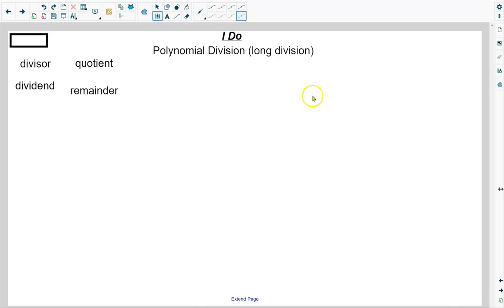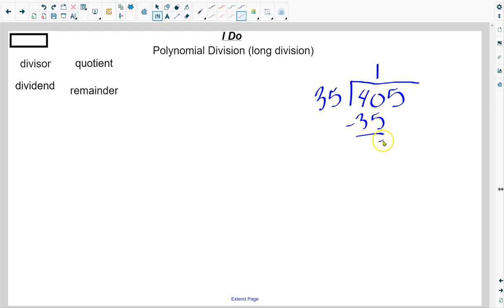So you guys know division, for example, right? 35, let's say, into 405, okay? Now, that's 45, right? You guys know that. So when I said 405, I need to put a 0 in there, right? So you'll see that right now with polynomials, we have to do that, okay? Fill in the spots. So anyways, if we divide 40 by 35, it goes in once. 1 times 35 is 35. Okay, then we subtract, which gives us 5.